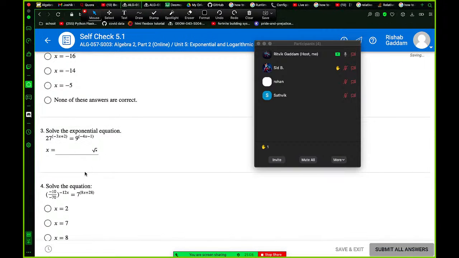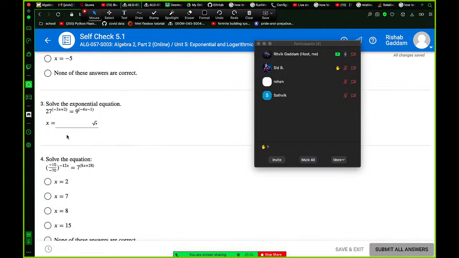Let's move on. We have almost exactly 15 minutes left, more like 13. So number 3, solve the exponential equation: 27 to the power of negative 3x plus 2 equals 9 to the power of negative 4x minus 1. If you want to do this one, raise your hand in the participants list. Okay, Rohan, you can do this one.